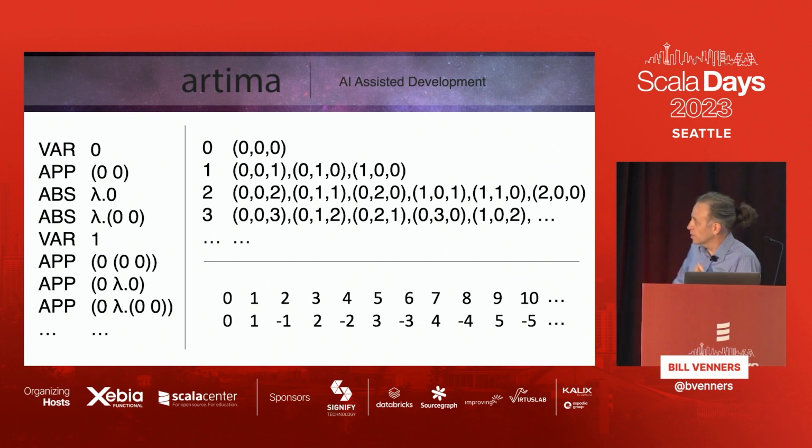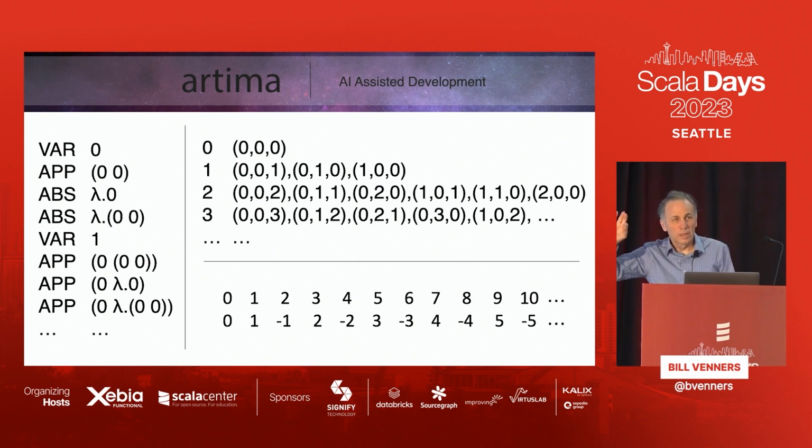So the way I do it is my algorithm over there on the left. It loops through these three modes: variable mode, application mode, and abstraction mode. Variable mode always just emits one term. So the first time you're in variable mode, that's 0. The next time you're in variable mode, it's 1. And the next time, it's 2, and so on forever, right?